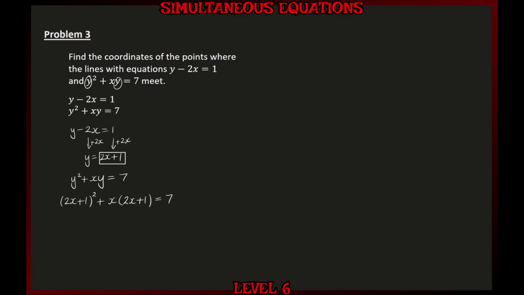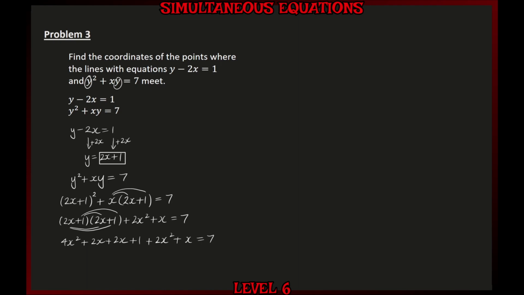So the first bracket that's being squared we can rewrite as 2x plus 1 multiplied by itself. We can expand the other bracket straight away, so x times 2x gives us plus 2x squared, and x times 1 is plus x, and that's equal to 7, and we can now expand the two brackets at the start. So 2x times 2x gives us 4x squared, 2x times 1 is plus 2x, 1 times 2x is plus 2x, and 1 times 1 is plus 1. And we still have a plus 2x squared, a plus x, and that's equal to 7.